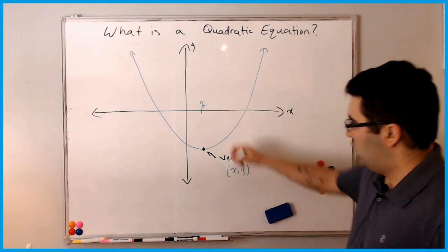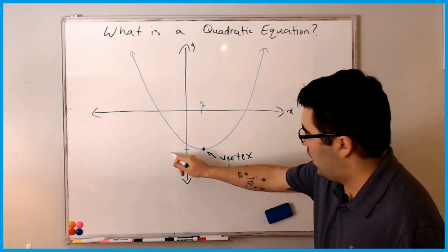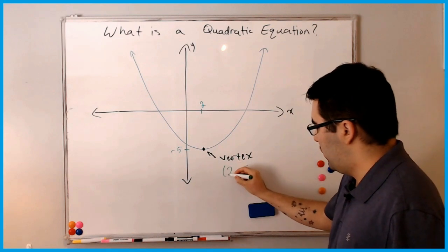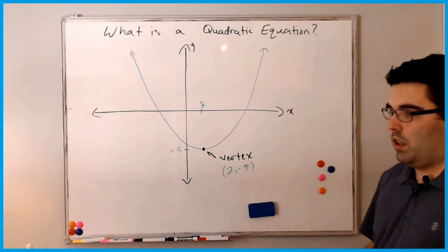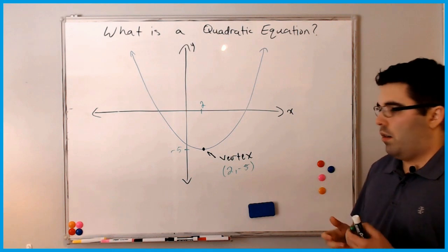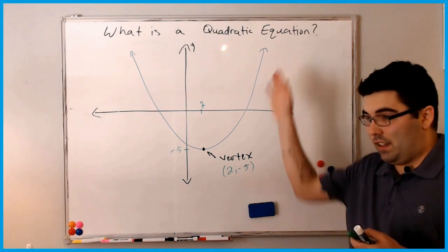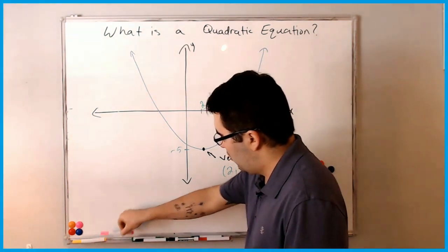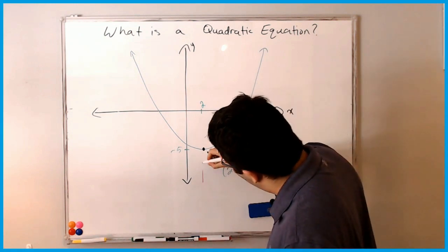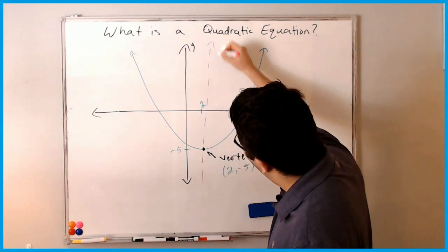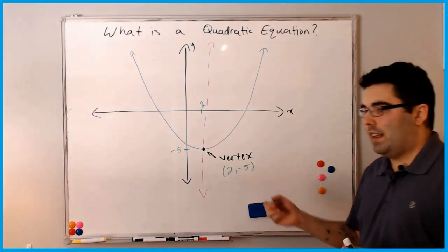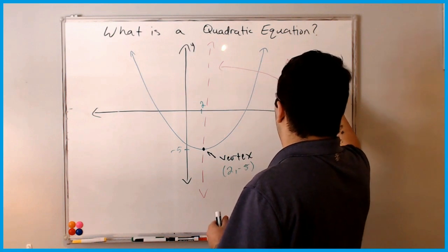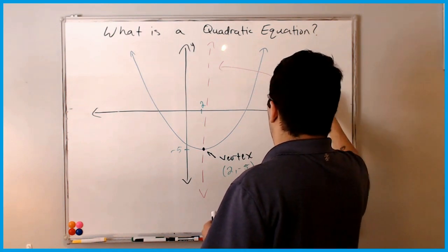And let's say the y value is -5. So instead of saying x, y, I'll literally say this vertex is at 2, -5. I just made that up. But here's the thing. If I said, draw a line that cuts this parabola in half, your line would go through here. And that line has a name. That line is called the Axis of Symmetry.